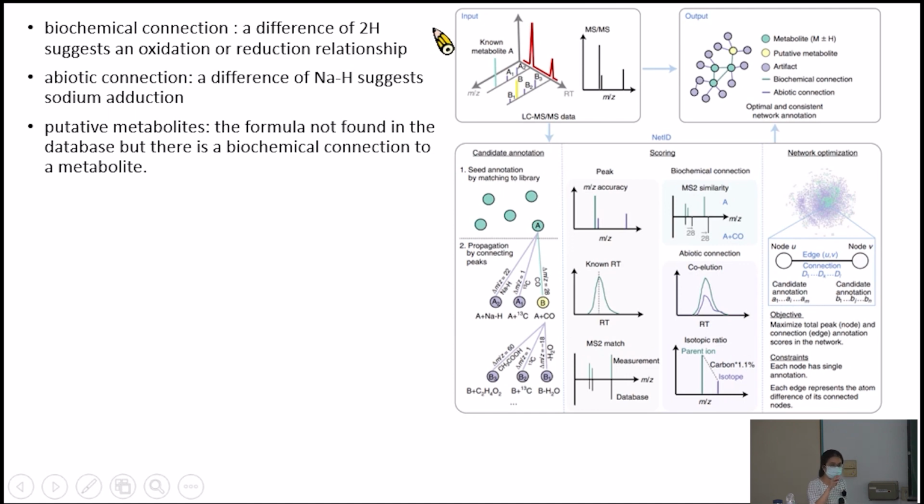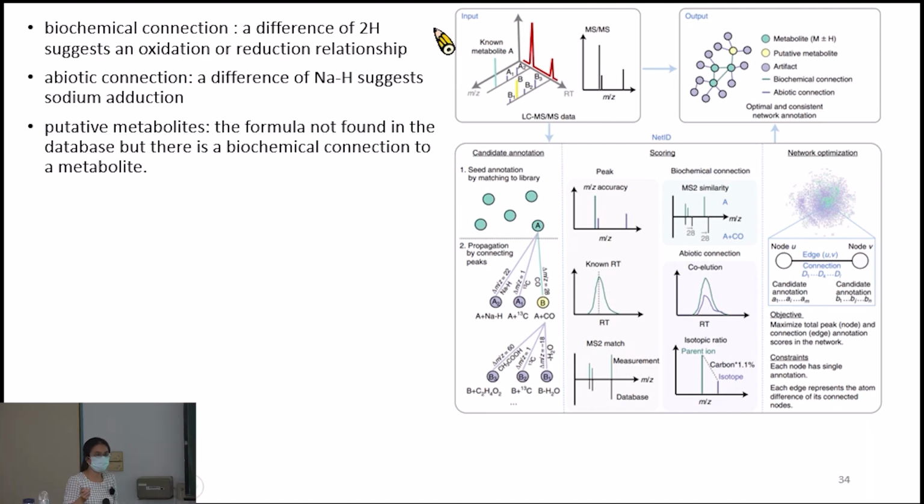And sometimes this connection will be established as both a biochemical and an abiotic connection. For example, if there is a water loss or water addition, and we know that if the water loss is caused by dehydration, it might be derived from enzyme activity. So you lost the water, or it might probably be due to the mass spectrum signal. So in these conditions, the water loss can be defined as both a biochemical connection as well as an abiotic connection.